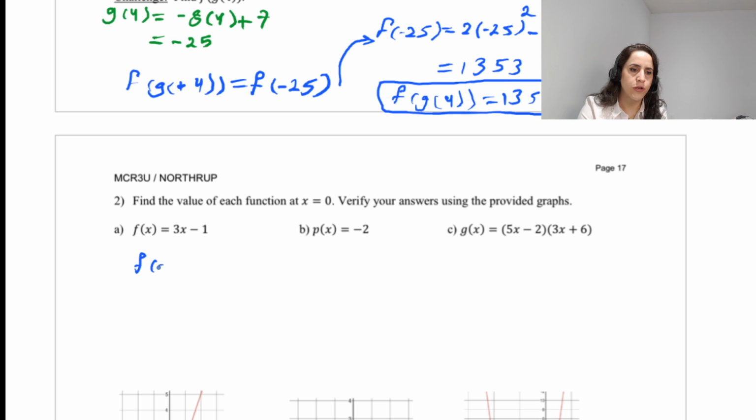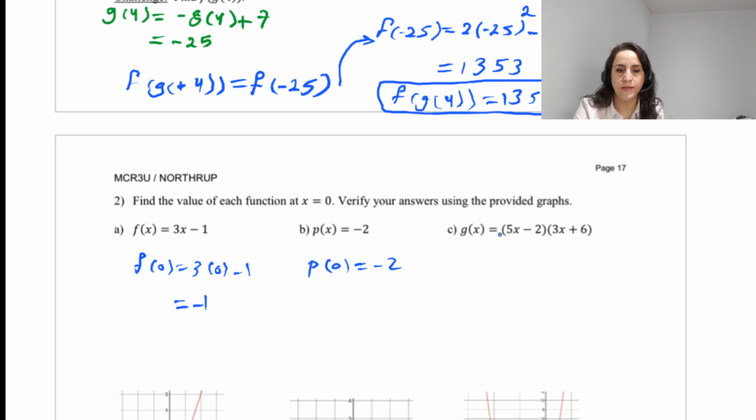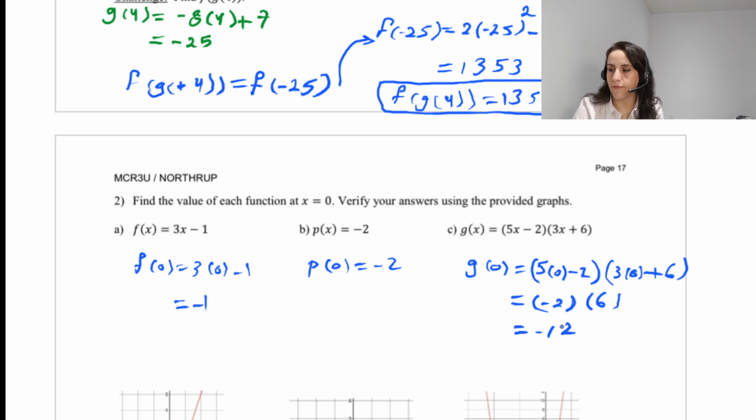For the first one, I'm sure that you can do it at home. The answer is negative 1. How about here? Here it's again a constant function, then p of 0 is going to be negative 2, doesn't matter what x is. Here, g of 0 is going to be 5 multiplied by 0, 0 minus 2, so this bracket is going to be negative 2, and the other bracket is going to be 6, then the answer is going to be negative 12.